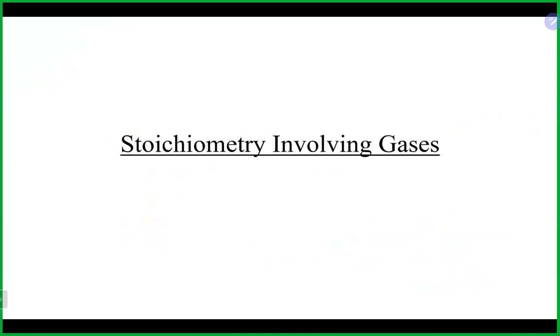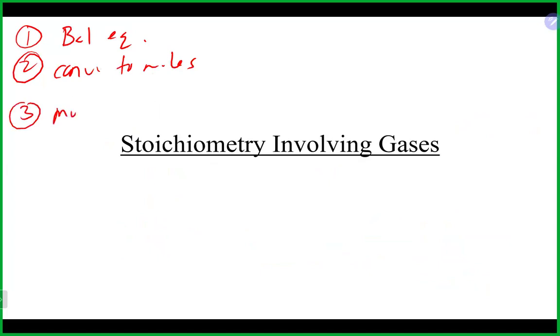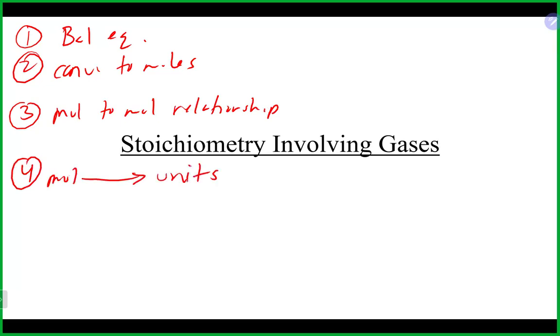All right, then let's talk about stoichiometry involving gases. As we touched upon last time, it's pretty much the same stuff. Again, you want your balanced equation. You want to convert to moles. You want to use the mole to mole relationship. And then you want to take those moles to some other unit. Now, it can also be a limiting reagent problem. So again, if needed, obviously you would need to do your limiting reagent calculation.